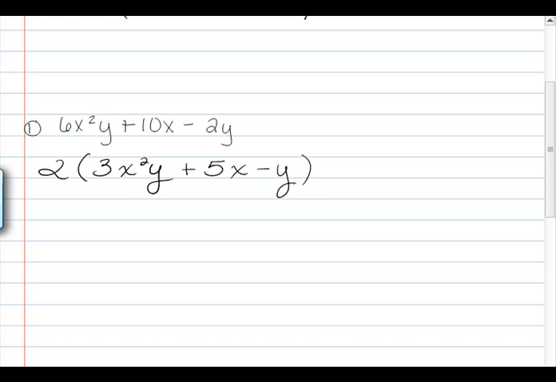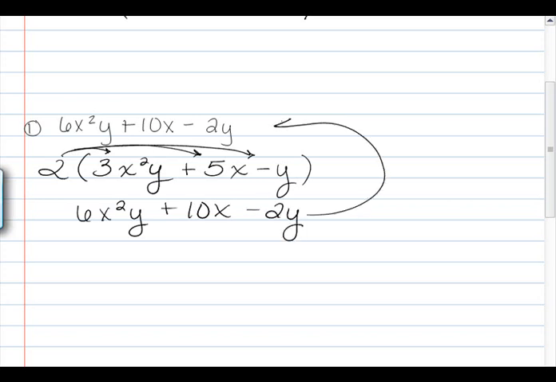And remember that if you're ever wondering whether or not you got your answer correct, you can always take your answer and distribute it and see if you get the same as your question. So if we took this and we distributed out the 2 for each one of these terms, we would get 6x squared y plus 10x minus 2y, and that should match our original problem. Okay, so you can always check your answer with multiplication. That's one of the really cool things about it.